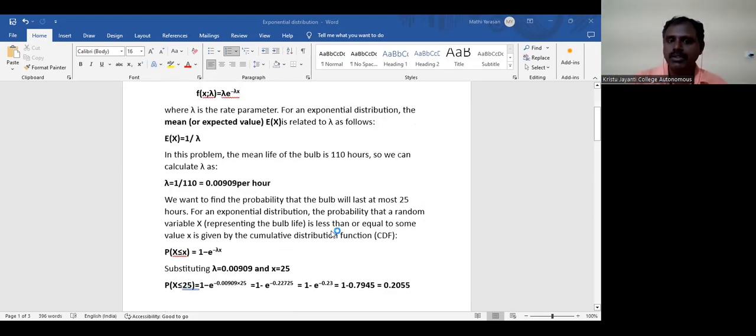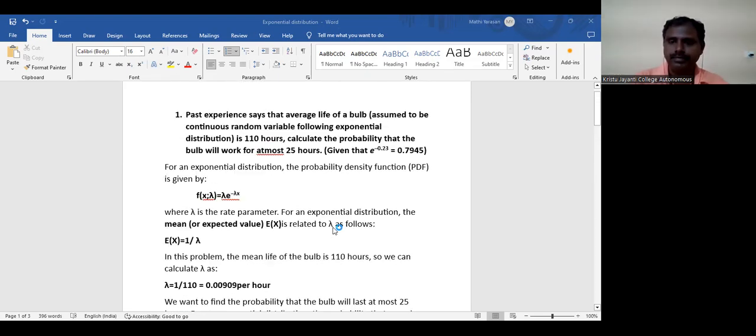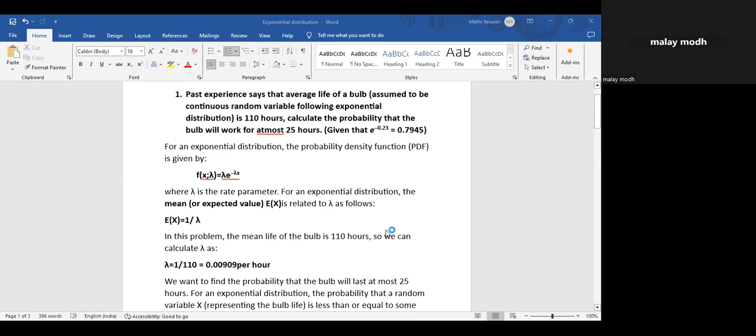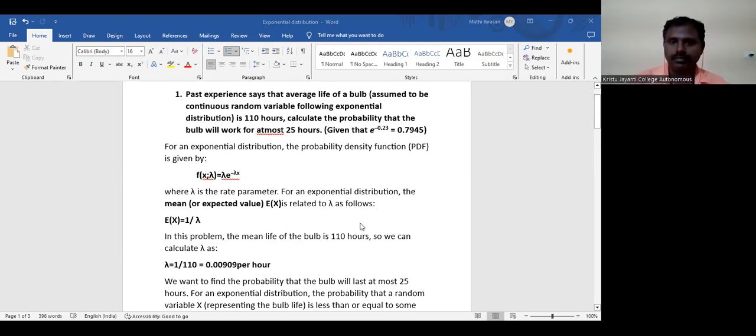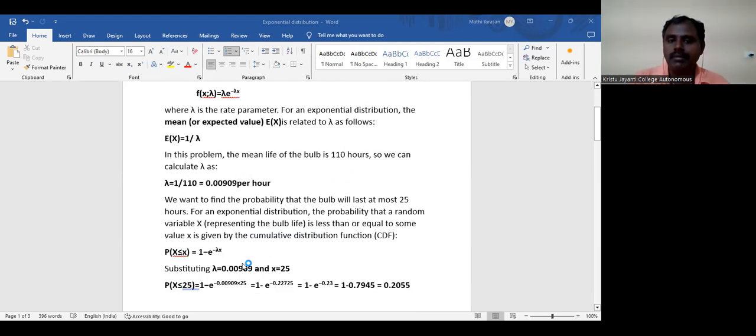Hope everybody understood this problem now. Yes, sir. Okay, so it is very simple. You should know here the mean value E of x equals 1 by lambda, and lambda can be written as 1 by E of x. So the average they gave, that is why 1 by 110, as the average they gave is the E of x value. So 1 by 110 you will get as this value lambda.